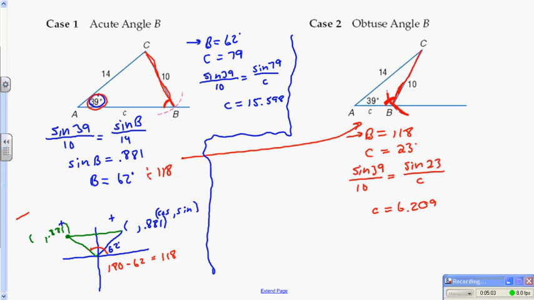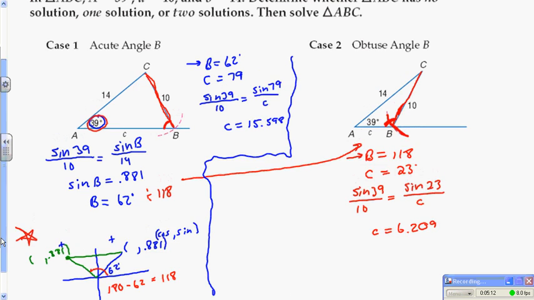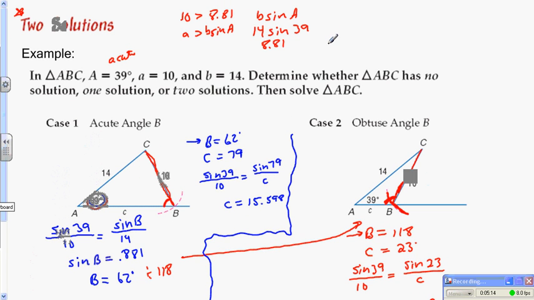It's because of this that you could have two possible triangles. But again, it only worked because we had 14 for side B, which was greater than side A, but that was greater than 8.81, which was B sine of A. So every time we do this, we're going to have to look at what that value is to decide if there's going to be no triangles possible, one triangle, or two triangles.